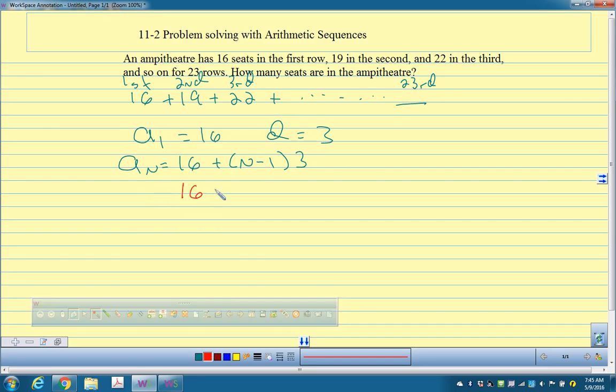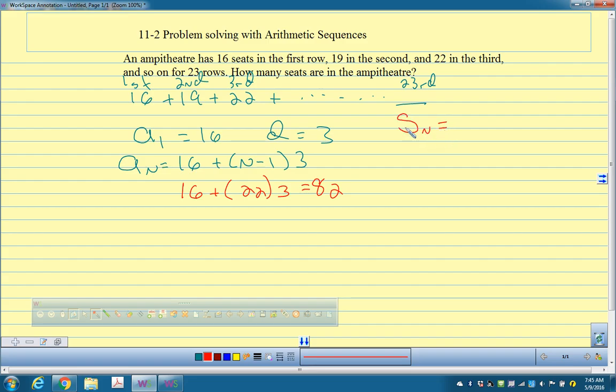So 16 plus 22 times 3 gives you, what's that, 66 and 16, 72? No, 82. 66 and 16, 82, right? 82.